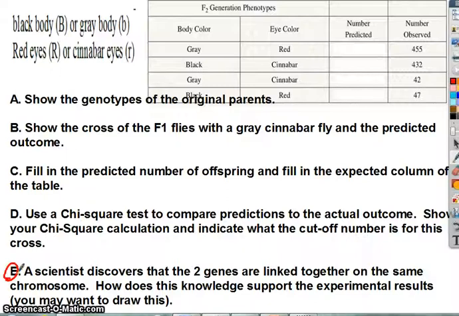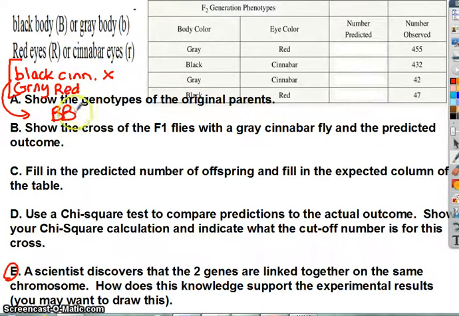Originally, the College Board one says that the original ones were purebred, black and cinnabar, crossed with red, gray and red. Mine actually had the opposite. Mine had black with red and gray with cinnabar. It doesn't really matter, but let's just go with the College Board one. So if the original ones were purebreds, which it told you in the question, I don't have the whole question here, purebred for black would be big B, and cinnabar would be little r, and then gray would be little b, and then big R. Again, mine I had the opposite, so big B, big R, little b, little r.